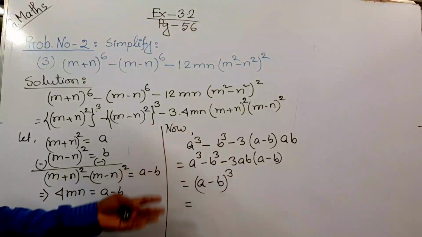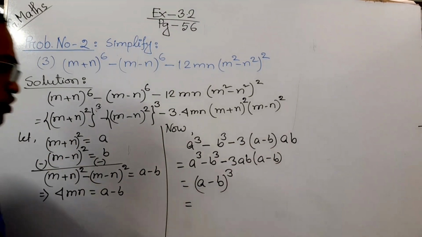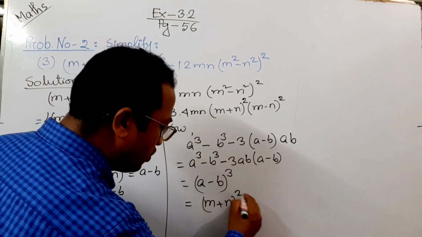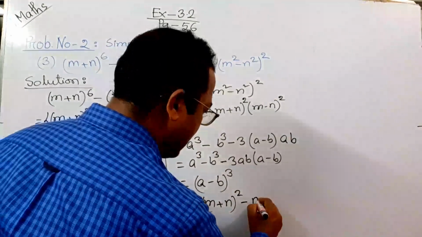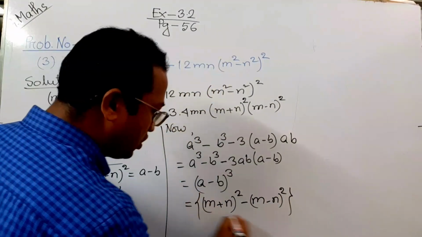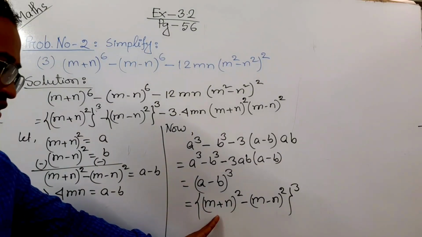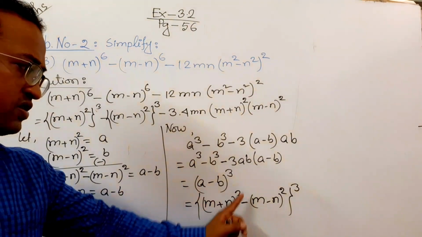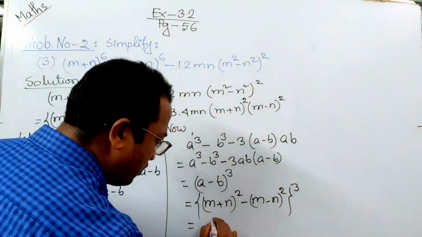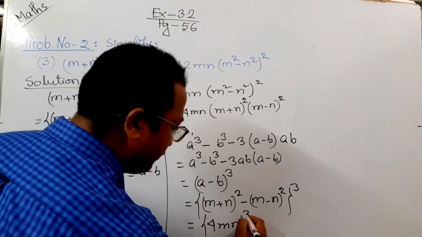Now we replace the values of a and b. The value of a is (m plus n) whole square, (m plus n) whole square minus (m minus n) whole square, and there is a whole cube. Again, look, what is the formula? (a plus b) whole square minus (a minus b) whole square, that is 4ab. So 4mn whole cube.